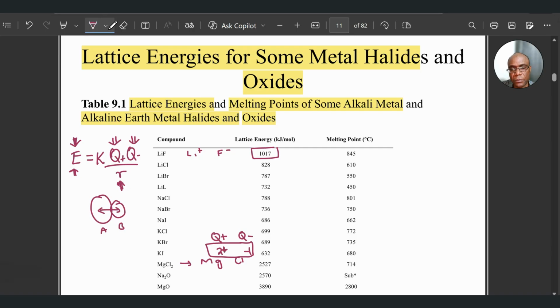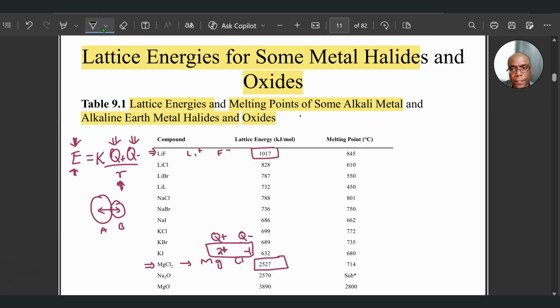Absolute value 2 plus absolute value 1, it gives you 3. So the Q plus times Q minus is higher in magnesium chloride compared to lithium fluoride. So you expect its lattice energy to be bigger, to be higher.